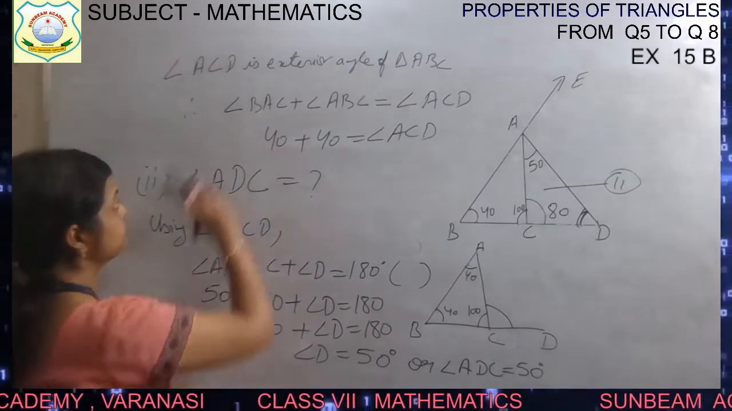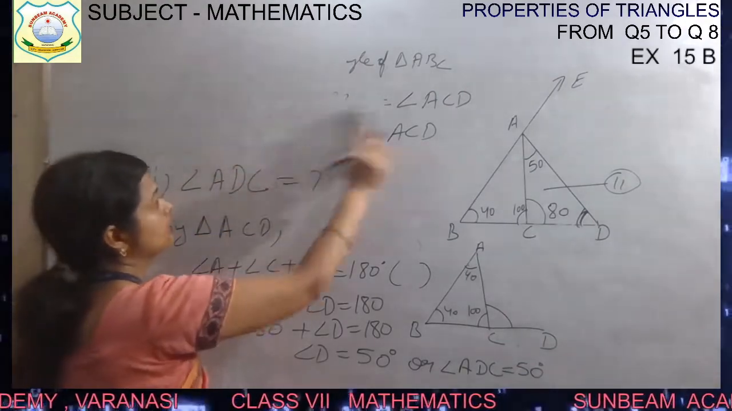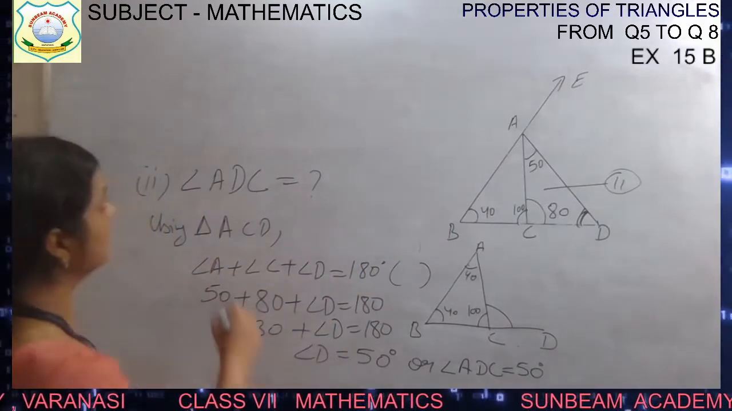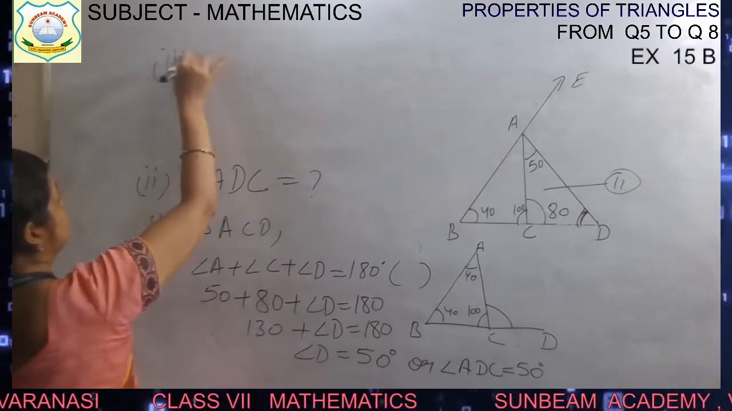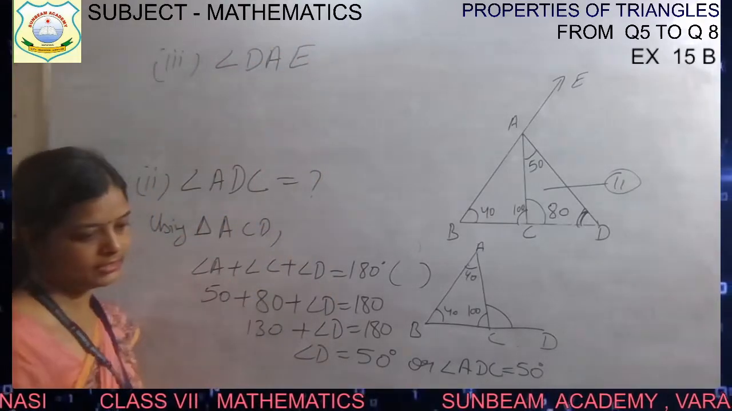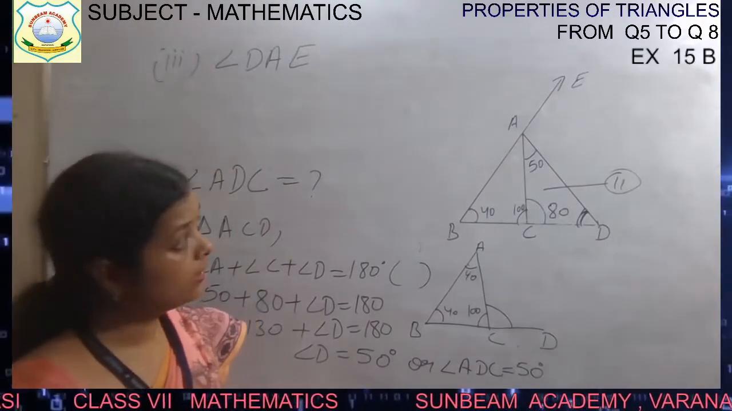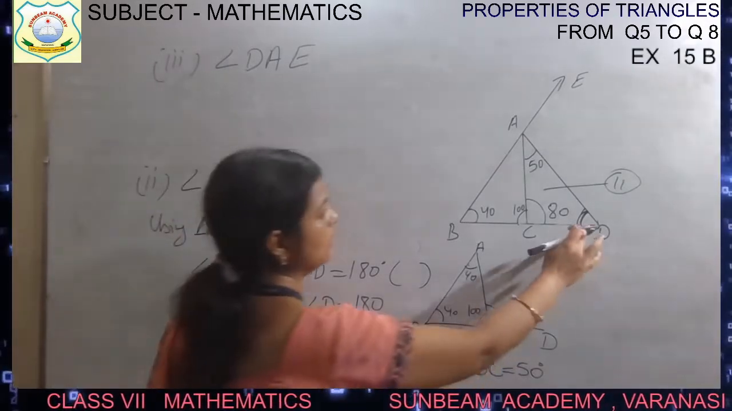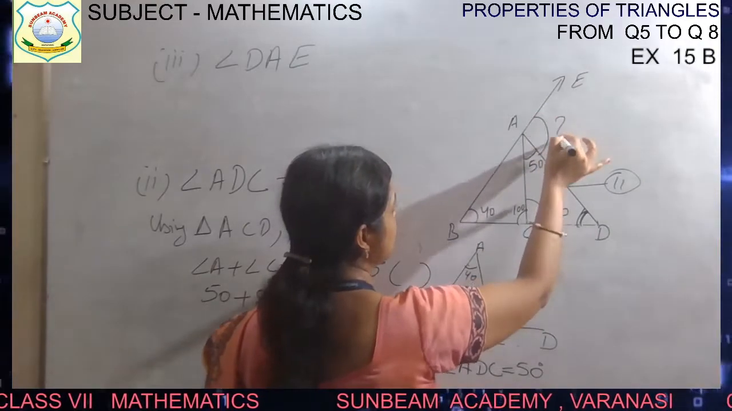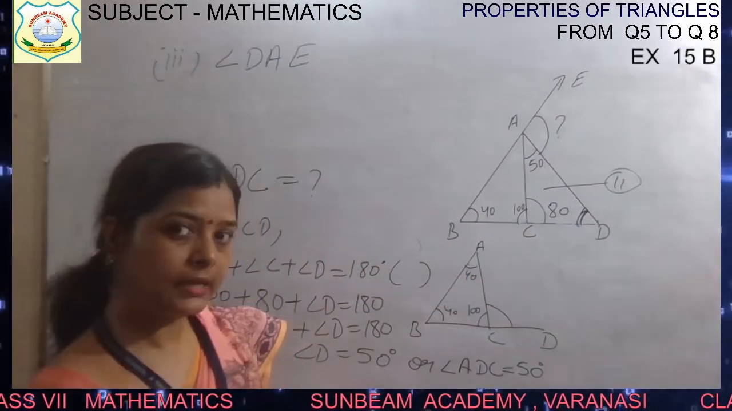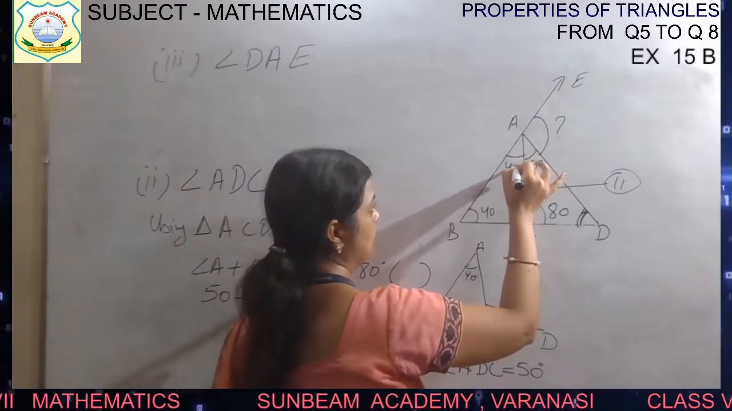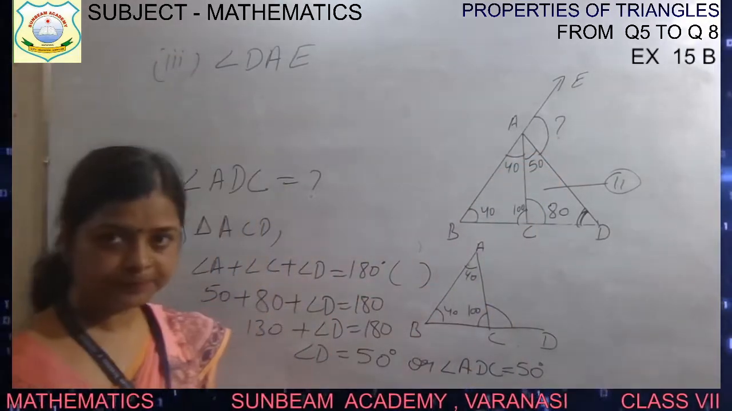Now the third one, children. Third part is angle DAE. Where is DAE? We have to find this particular angle. We have already found this one earlier, that it is 40 degrees.